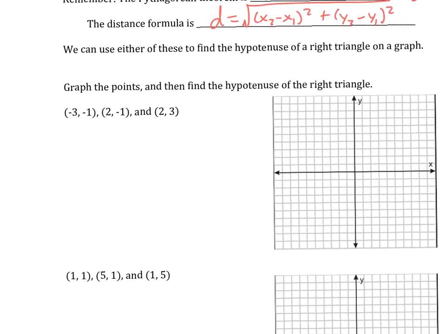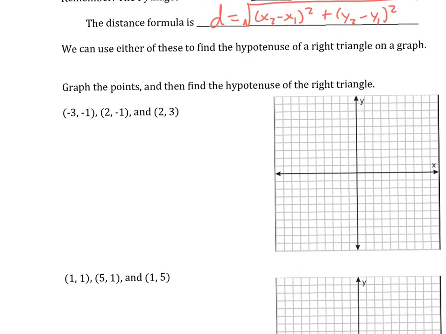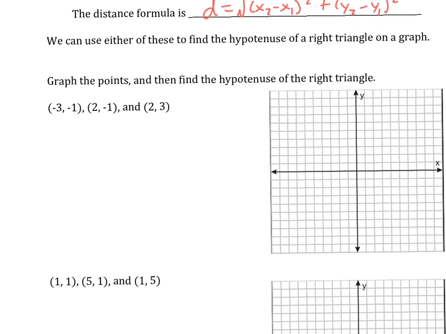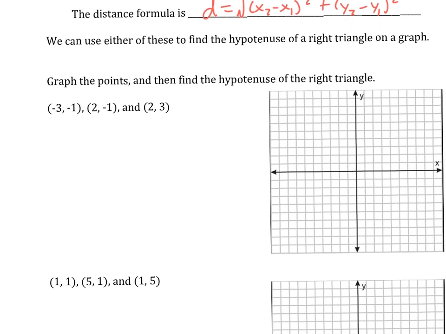So we are going to look at this example here. We're going to graph the points and then find the hypotenuse of the right triangle that is created by the points that we graph. So our first point is -3, -1. So put a point there. Then +2, -1, and +2, +3. So we made this right triangle, and we are going to look for this value here. That's our unknown. Let's first look at how we can use the Pythagorean theorem.